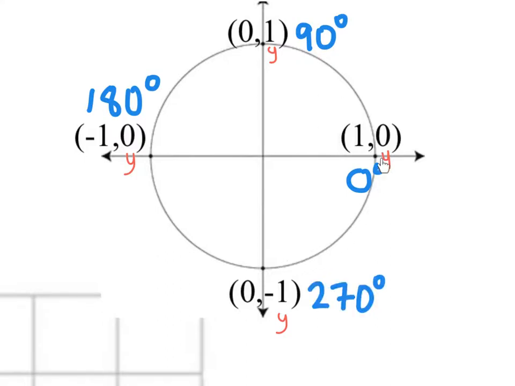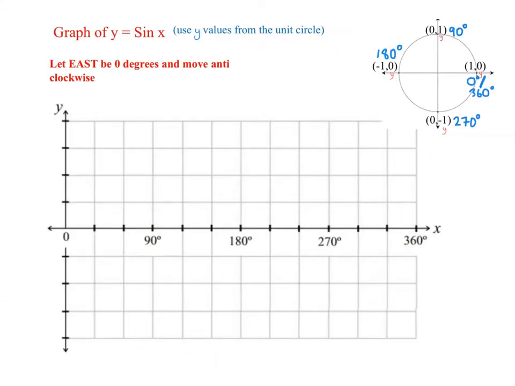And then continue anti-clockwise back up to the point 1, 0, which we've already labelled as 0 degrees, and also label it as 360 degrees. Because remember, there's 360 degrees in a full circle. So our x-axis starts at 0 degrees, goes to 90, 180, 270, and 360 degrees. Now remember, the graph of y equals sine of x goes on forever in either direction.